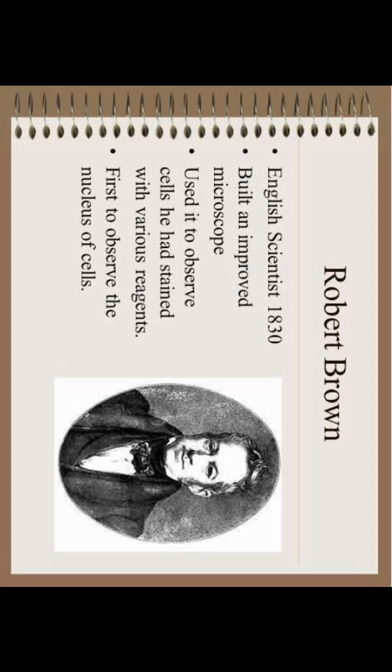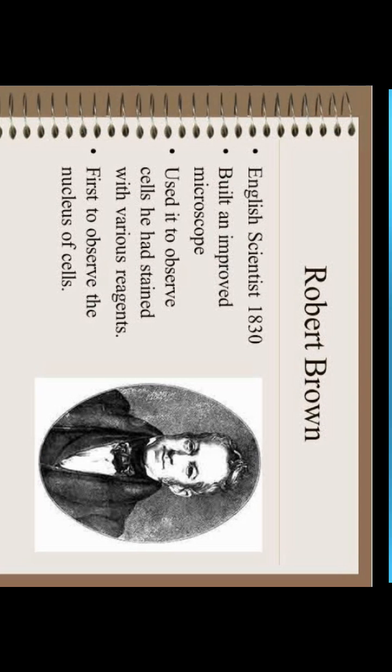Next, see one more point regarding him. He is an English scientist. In the year 1830, he built an improved microscope after Antony van Leeuwenhoek. Next, he used it to observe cells he had stained with various reagents, first to observe the nucleus of cells. Who is the person? Great scientist Robert Brown. You can see on the screen the scientist and his contribution to the science field.